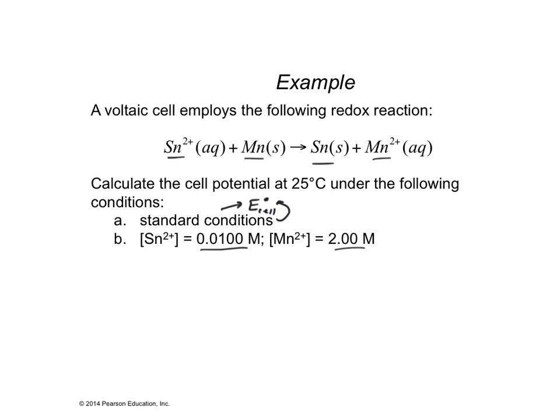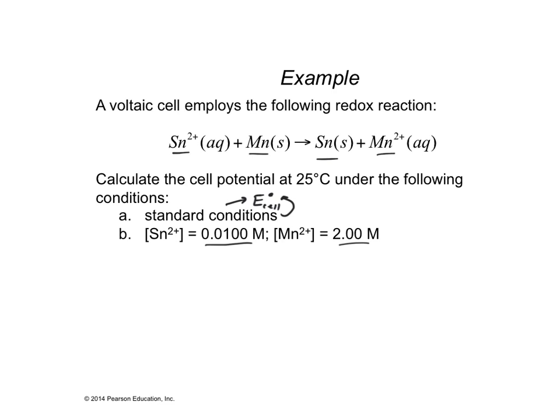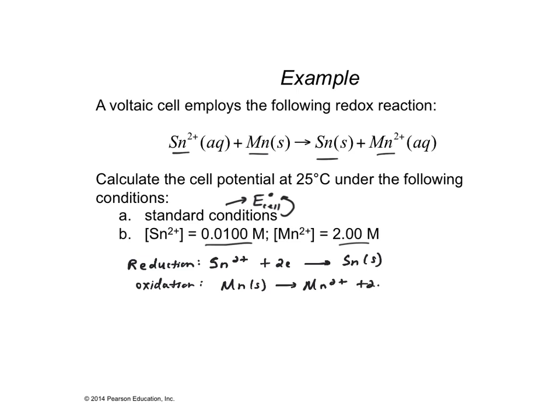Okay, so to do that, again, what do we probably have to do for A, just calculating the cell potential at standard state? What do we need to do? Write the half reactions, right? We have to look up the reduction potentials for the two half reactions. So who is being reduced here? We've got reduction is Sn2+. How many electrons does it gain? 2 electrons to make Sn solid. And then the oxidation, who is that? We've got manganese solid going to Mn2+ plus 2 electrons.